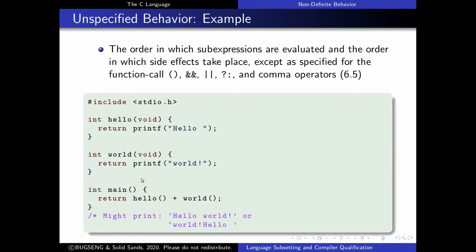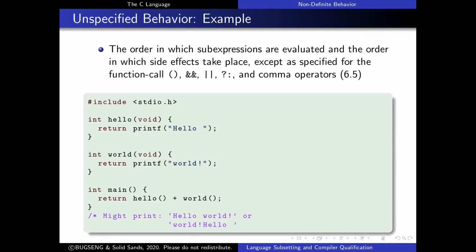In this case, you see that the functions hello and word print hello and word followed by an exclamation mark. Since it is unspecified which one is executed first, this program might print hello word, which is probably what was intended by the programmer, or it might print word exclamation mark hello, which is probably not what was intended.